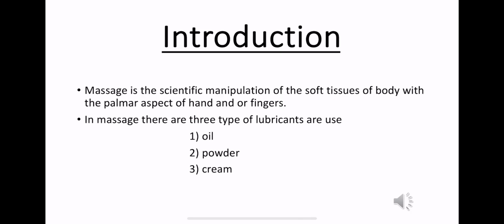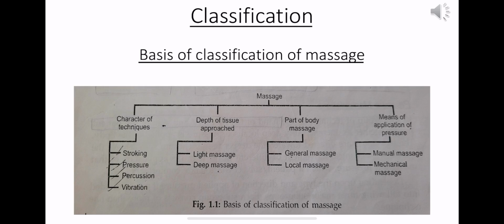Introduction. Massage is the scientific manipulation of the soft tissue of the body with the palmar aspect of the hand and/or fingers. In massage, three types of lubricants are used: oil, powder, and cream. Classification. Here are some bases of classification of massage.